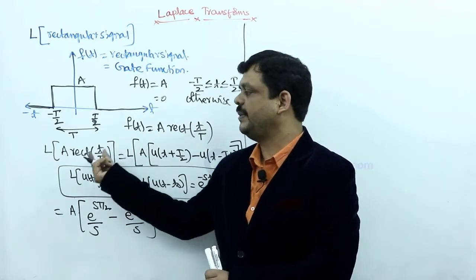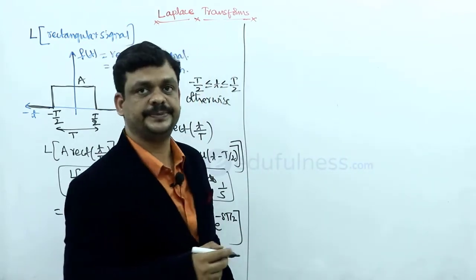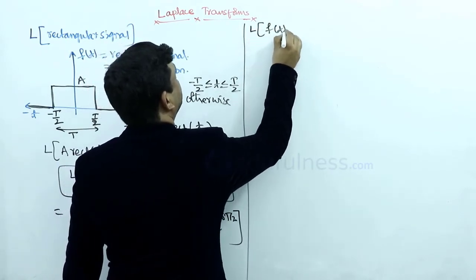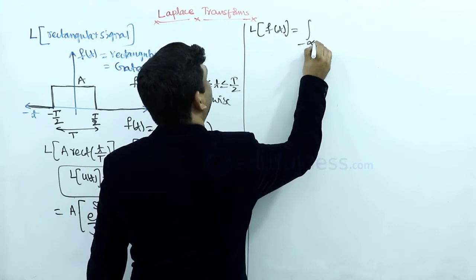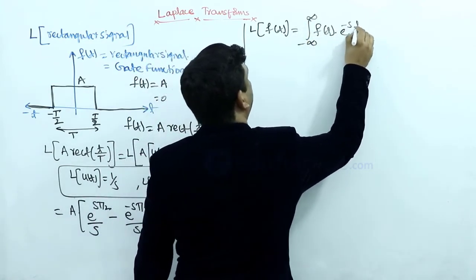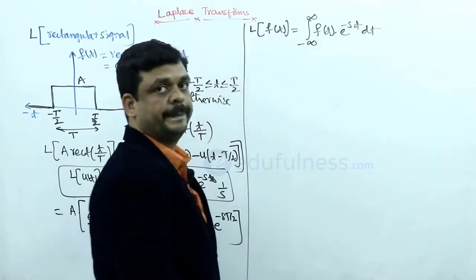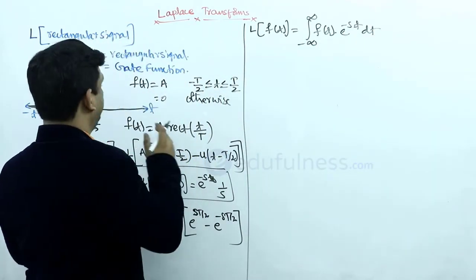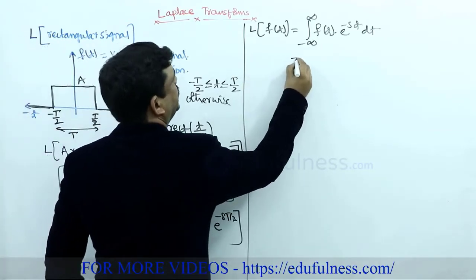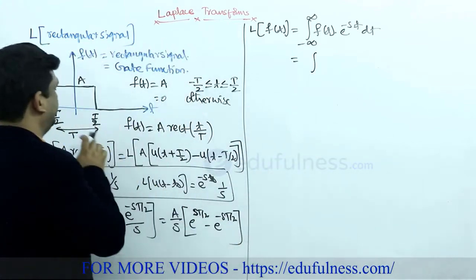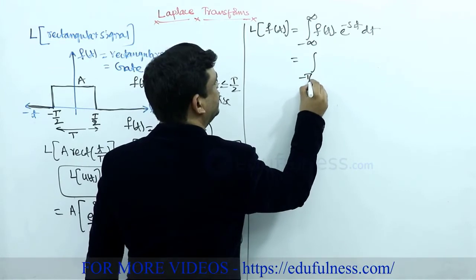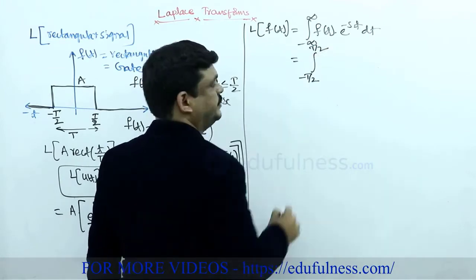Now I want to find the Laplace transform of the rectangular function from the basic Laplace transform formula. The Laplace transform of f of t is the integration from minus infinity to plus infinity of f of t into e to the power of minus st dt. Then I am taking this equation. Less than minus T by 2, this function is not defined. So the integration is over the limits in which it is defined: minus T by 2 to plus T by 2. Apply those limits here.